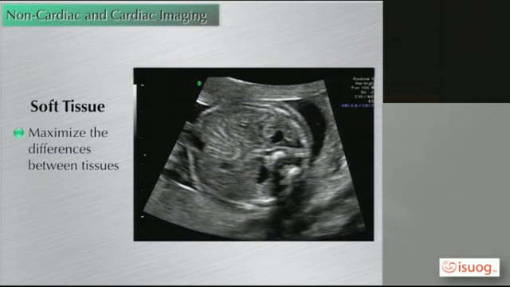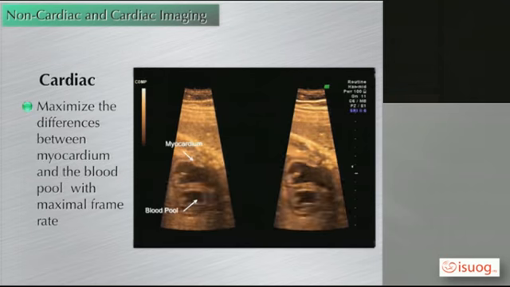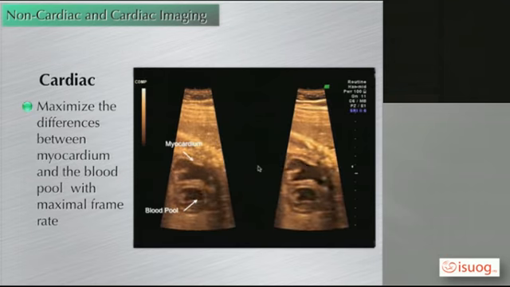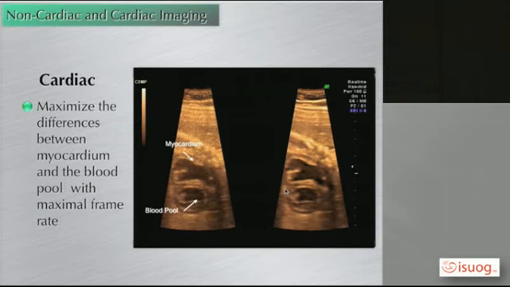This is an example of soft tissue imaging. When the examiner selects various presets for soft tissues, the goal is to maximize the differences between the tissues. In this example, the kidneys are easily differentiated from the surrounding structures. When examining the bones, the examiner should maximize the differences between the soft tissues and the bone. When examining the heart, the examiner should maximize the difference between the myocardium and the blood pool while at the highest achievable frame rate.